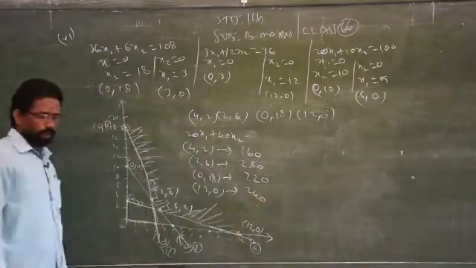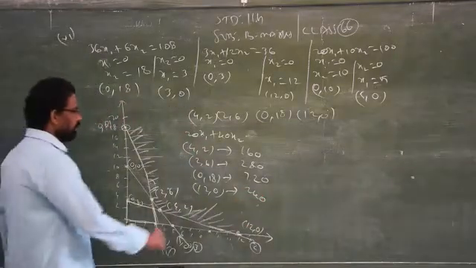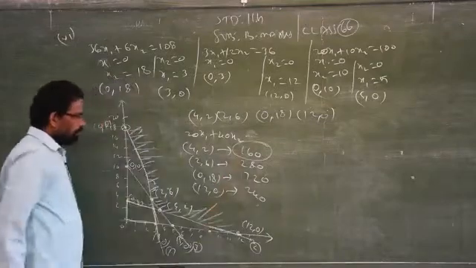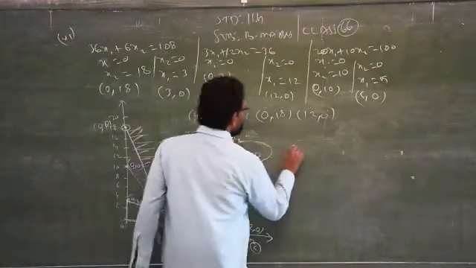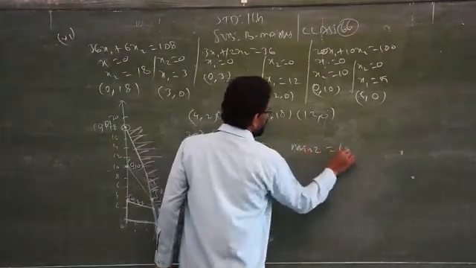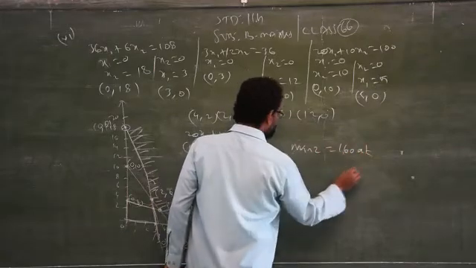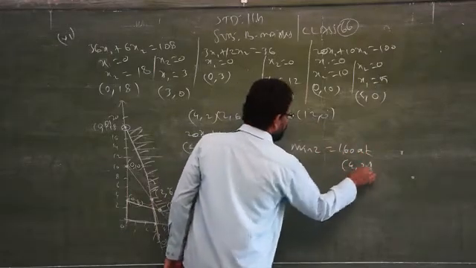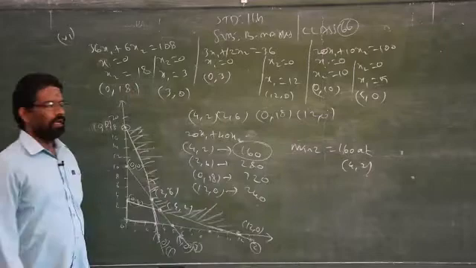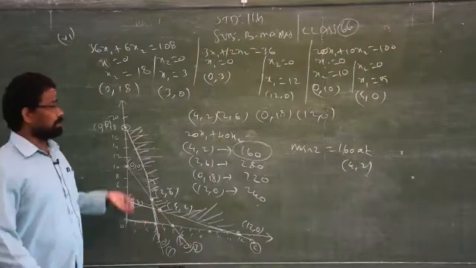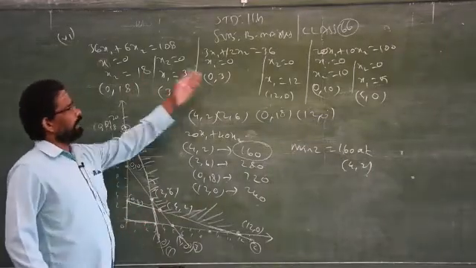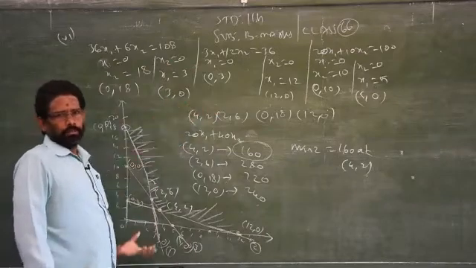So you have to find out the minimum value. What is the minimum value out of these? 160. Therefore, minimum Z is equal to 160 at 4, 2. This is your optimal solution. Clear? Very simple questions, but you must know how to find out the points and proceed.